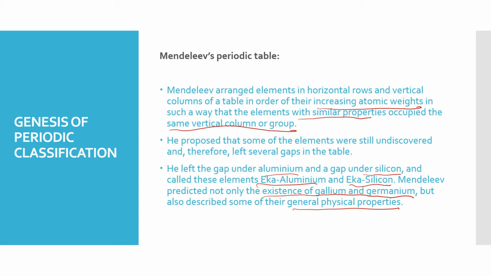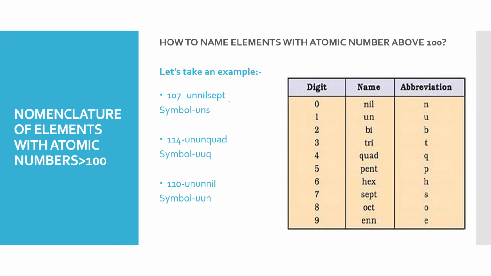So let's go to the next one. Now let's learn how to name elements with atomic numbers above 100. As we know, there are 118 elements in the periodic table. Above 100, there are 18 elements. Those were named with different names, like each scientist named them differently. So to have a unique name among all of them, we have given some names to these 18 elements. Let's take an example.